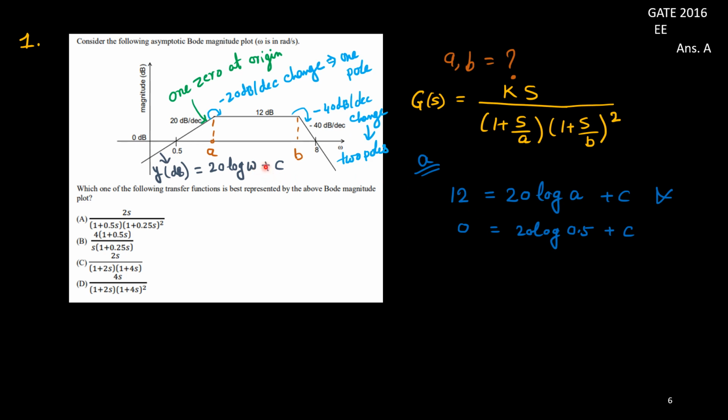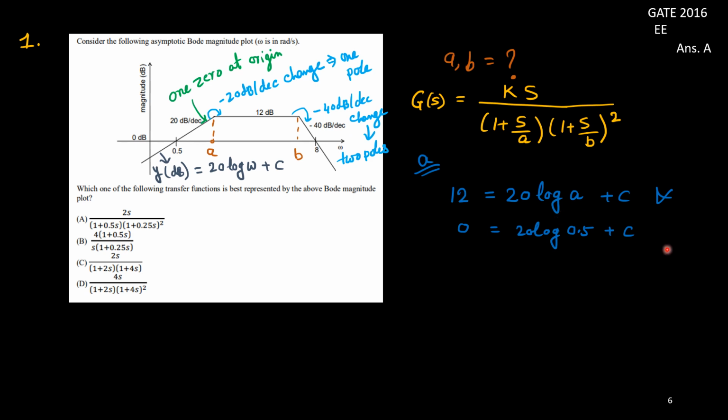So if I replace omega equal to A, then y should be 12 dB. So this is your 12. This is 20 log A plus C. And for this 0.5, when omega is 0.5, then it is 0 dB, y equal to 0. So I'll put y equal to 0. And when I replace omega by 0.5, it is 20 log 0.5 plus C. So these are two equations I can solve for A and C.